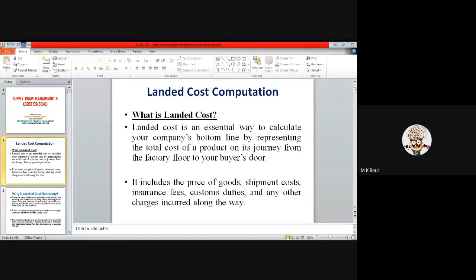along the way. So basically, the landed cost includes the total cost of the product, starting from manufacturing to the buyer's goods, and whatever the cost, it basically includes the price of goods, the shipment cost, the insurance fee, the custom duties, and then any other charges.